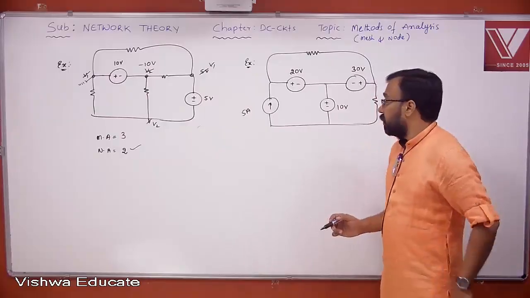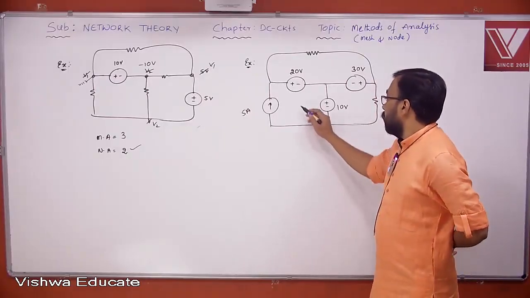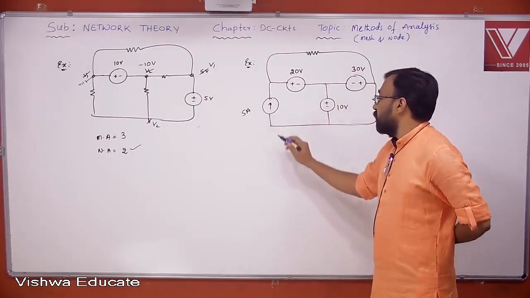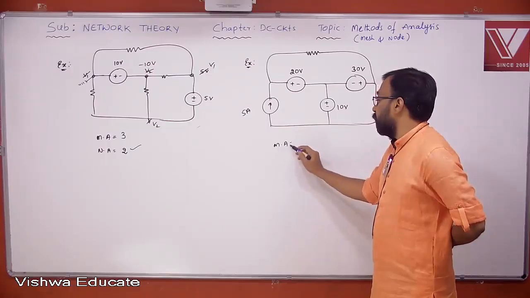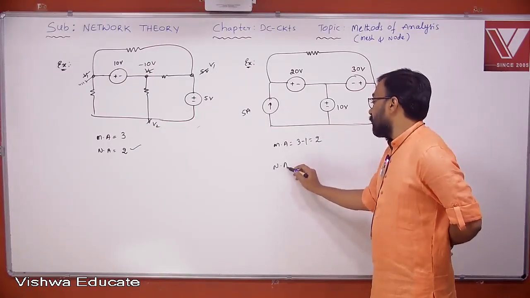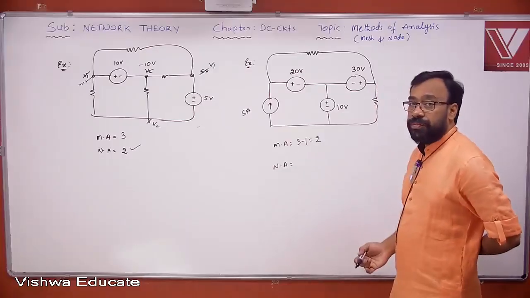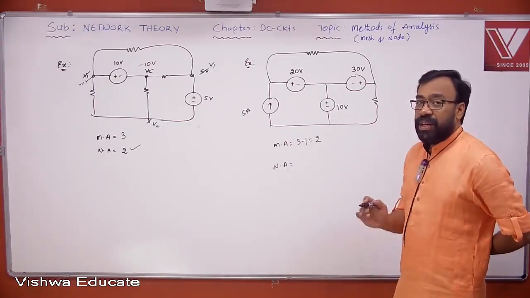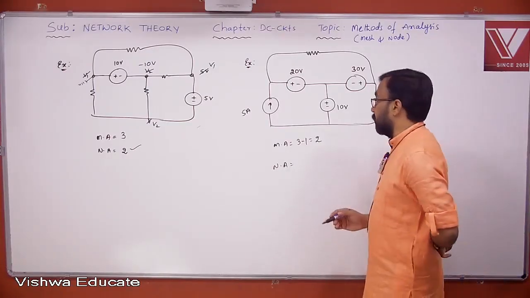You understand? Okay. Now in this case, 1, 2, 3, 3 minus 1, mesh analysis will give you 2 equations. Now node analysis, let us see now, and then we'll confirm which method is the best method. Whichever is giving less number of equations, that is going to be the best method.